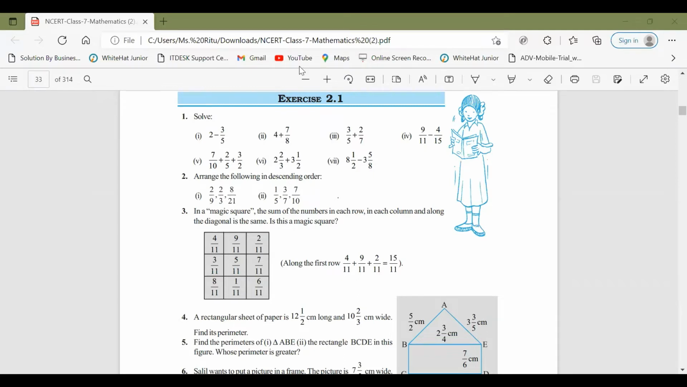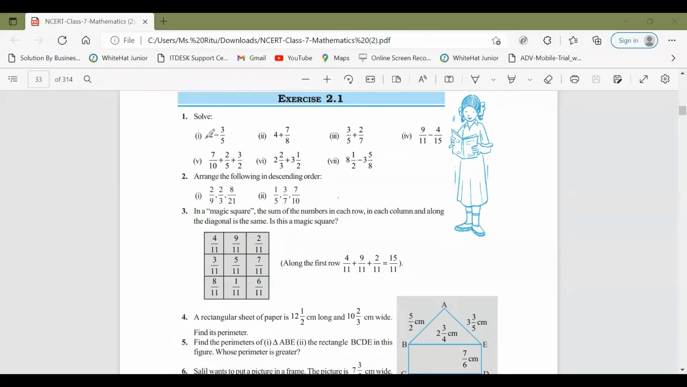Question number one is solve. So we have to find the addition and subtraction of fractions over here. I'll quickly tell how to do it. Otherwise, you can refer to that video of mine for addition and subtraction of fractions. So let's have a look at how we can add and subtract the fractions.